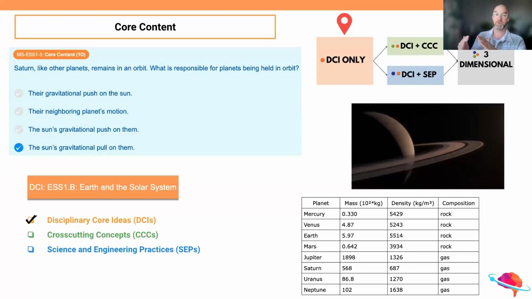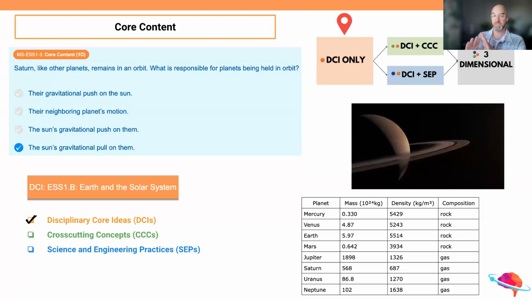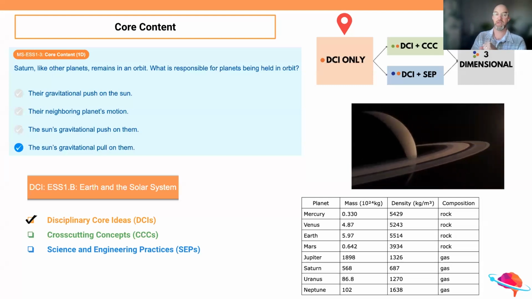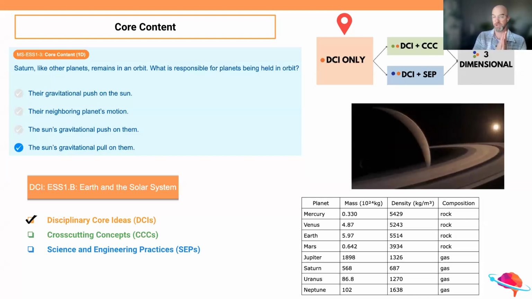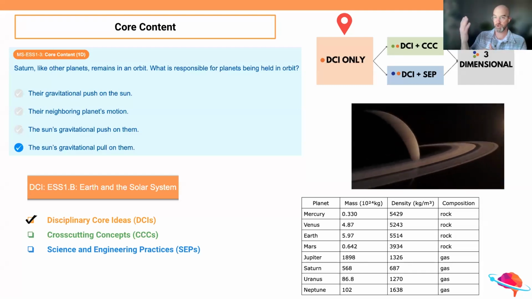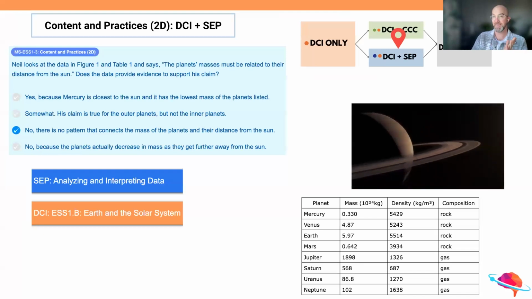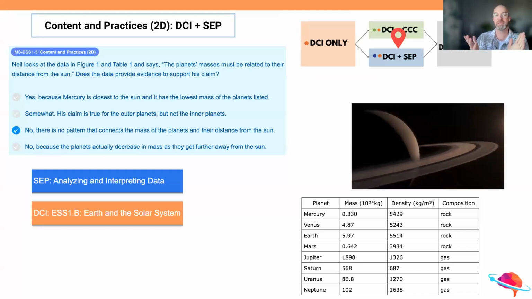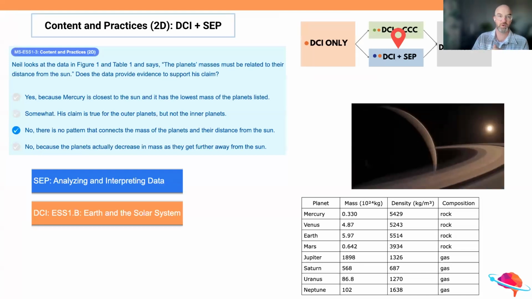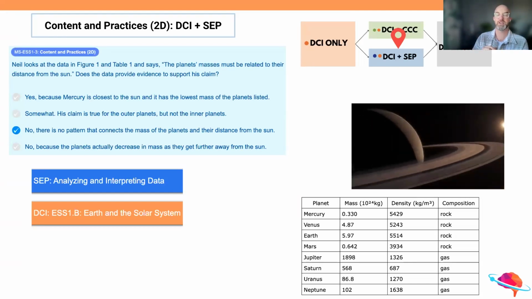Do students know what keeps planets in orbit? And it's just the gravity from the sun. That's the primary thing. Okay, so if we can get students to answer this question and we can gather data on just the DCI, maybe we can push a little bit further and ask more complex questions. So these questions can take the form of the DCI and SEP questions. So we can say, our friend Neil looks at the data in Figure 1 and Table 1 and says, the planets' masses must be related to their distance from the sun.